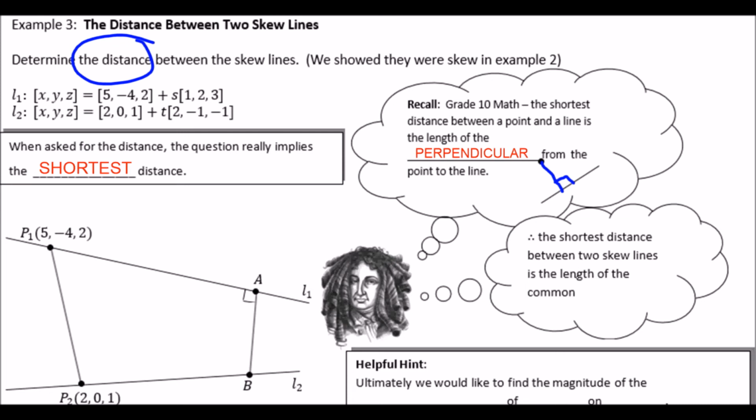The shortest distance between two skew lines is the length of the common perpendicular.